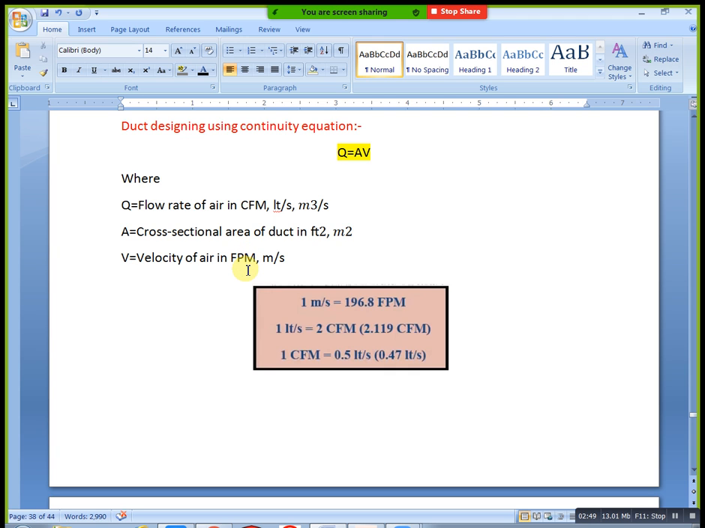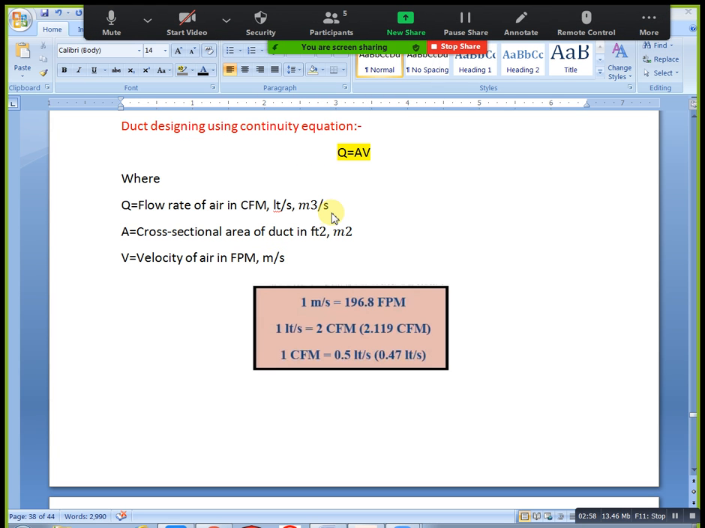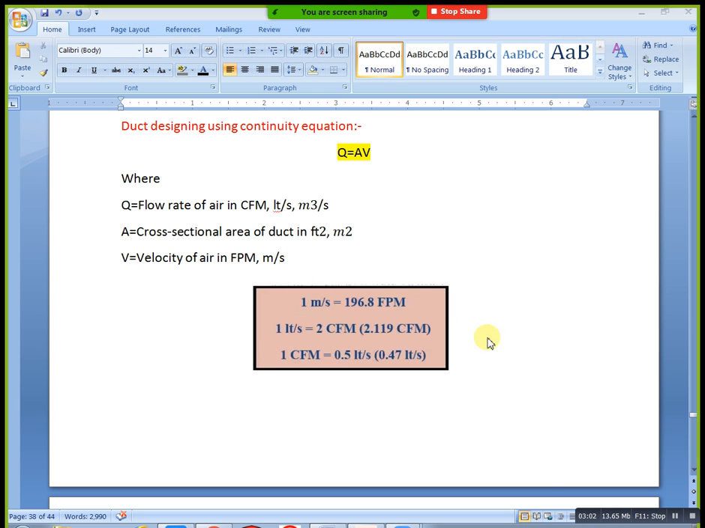FPM means feet per minute. Here CFM means cubic feet per minute. Already we discussed this one. Next here we have meter per second. Meter per second means same SI metric. Meter per second is also SI metric.